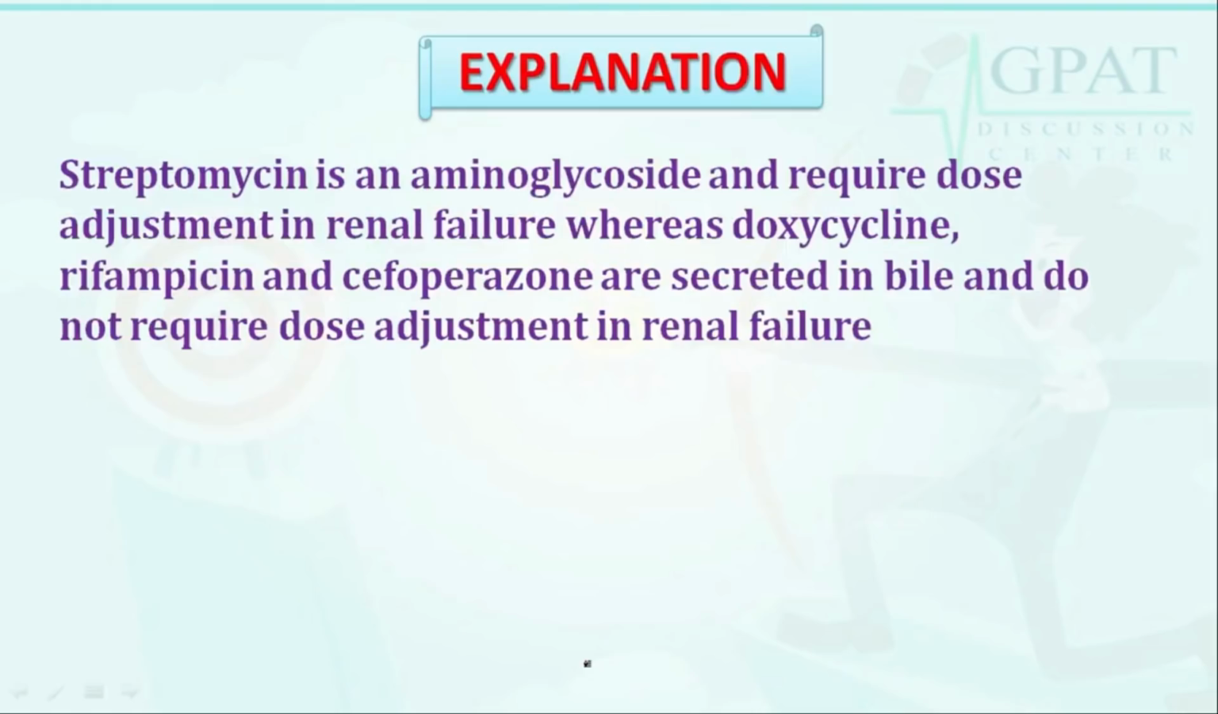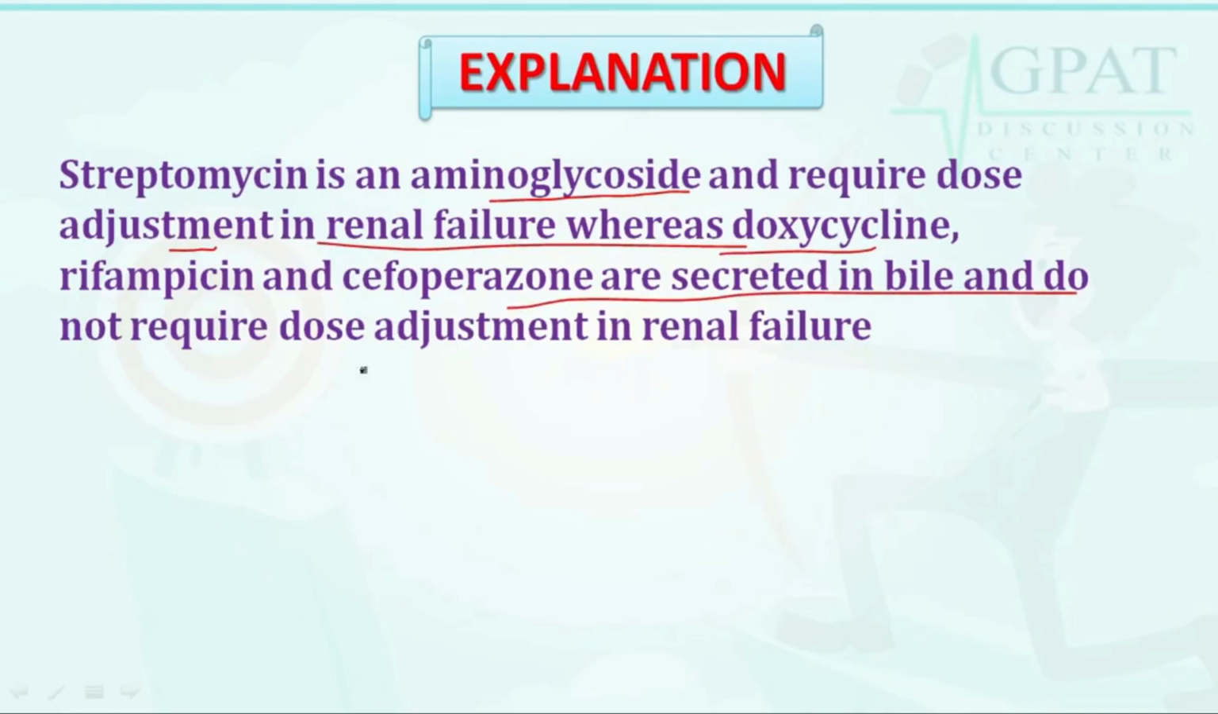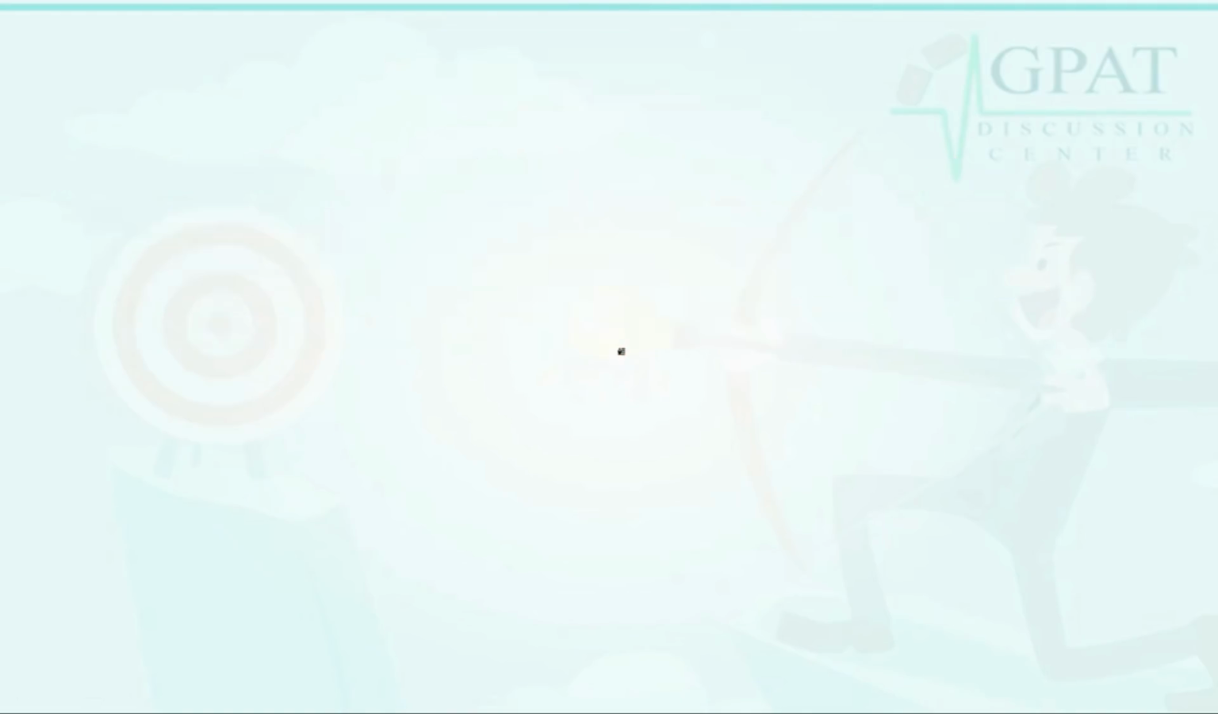Let's discuss with the help of explanation. So here we have just a simple explanation, that is streptomycin is an aminoglycoside and requires dose adjustment in renal failure, whereas doxycycline and rifampicin and cefoperazone are secreted in bile and do not require dose adjustment. Only streptomycin requires dose adjustment. It is a class of aminoglycoside.